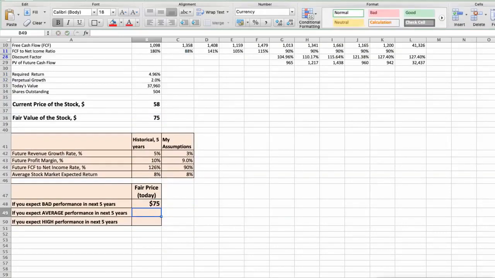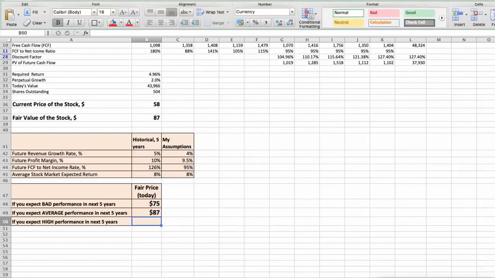Second scenario. Baxter International will have average performance in the next 5 years, and we will use the following parameters in our calculation. Future revenue growth rate would be average, 4%. Future profit margin would be average, 9.5%. Future free cash flow to net income rate would be average, 95%. In this case, the fair value of the stock today would be $87.